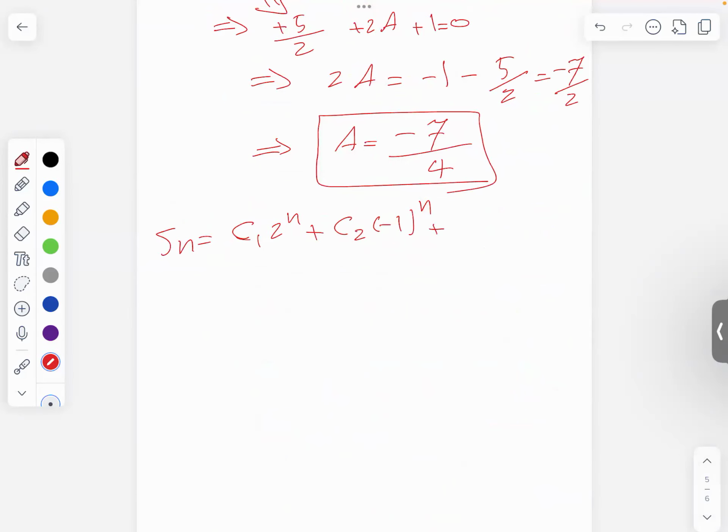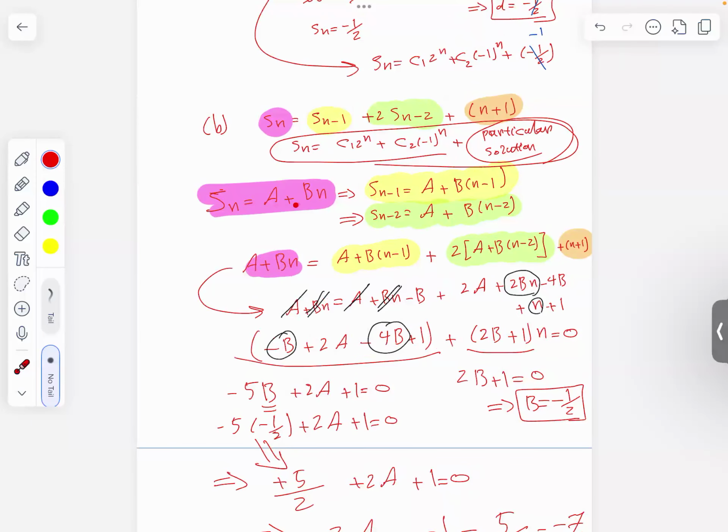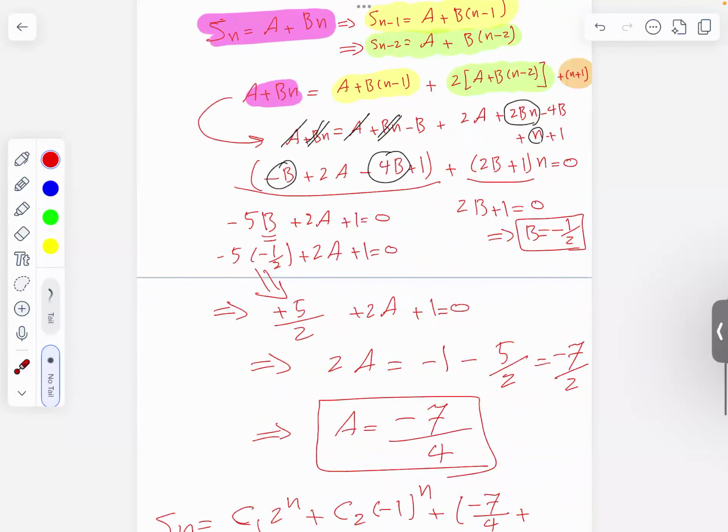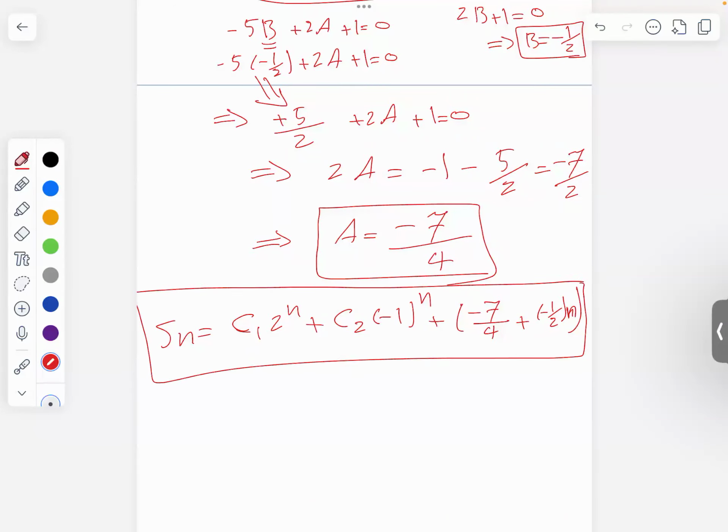Particular solution, minus 7 over 4 plus b. So do you remember that we chose Sn to be a plus bn? A is minus 7 over 4 and b is minus half. So this will be minus 1 over 2 times n. This is the solution of, okay?